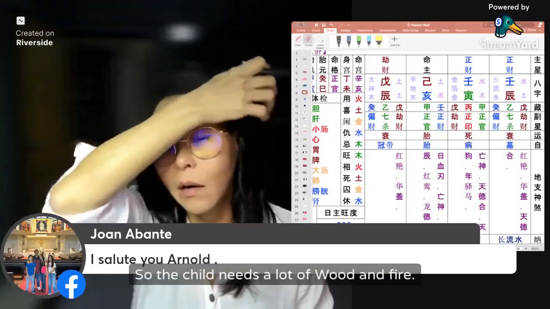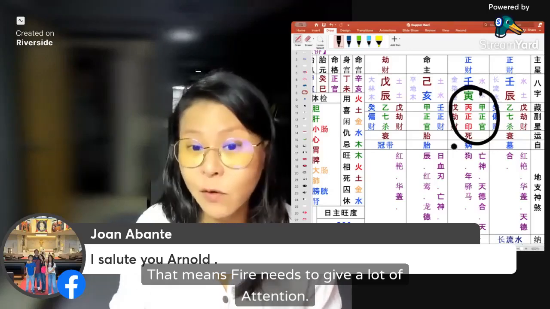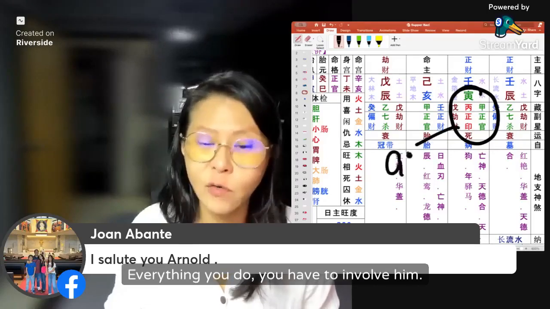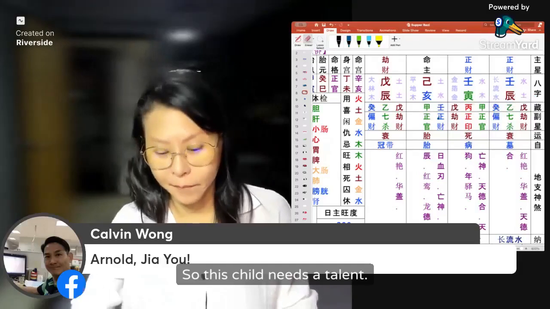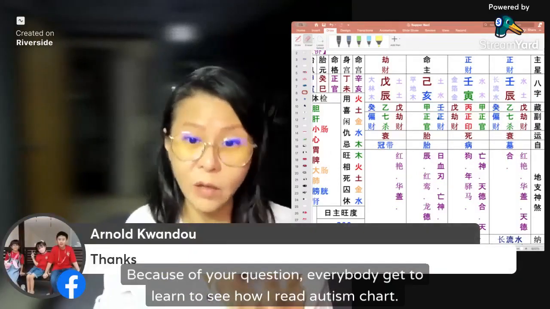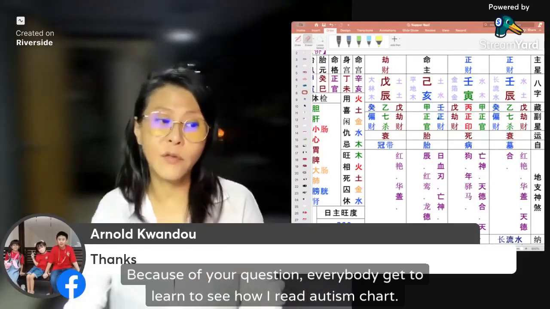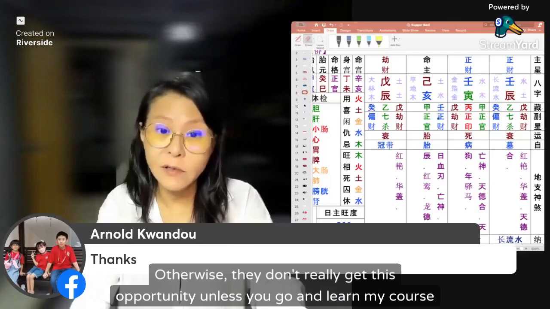So the child needs a lot of wood and fire. That means what? Fire needs to give a lot of attention. Everything you do, you have to involve him. Use the wood and fire to help. So this child needs a talent. So you need to build a talent. Because of your question, everybody get to learn to see how I read autism chart. Otherwise, they don't really get this opportunity unless you go and learn my course.